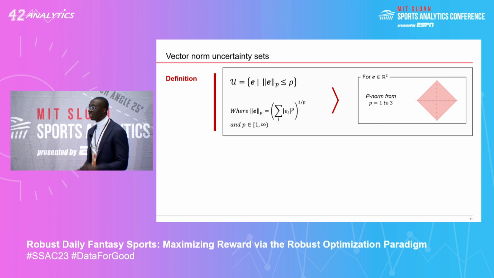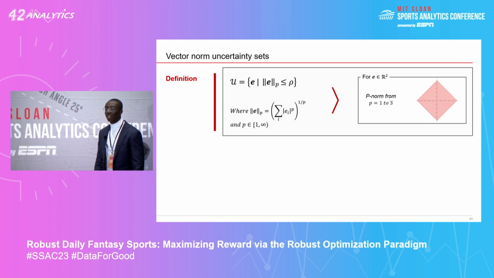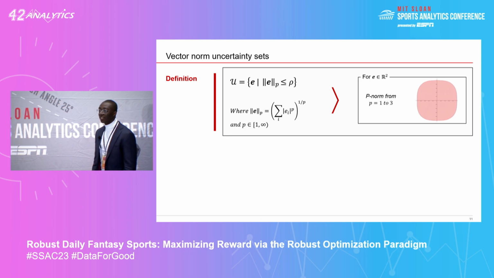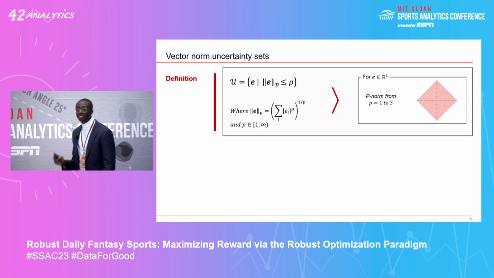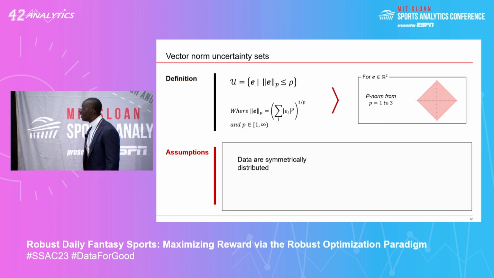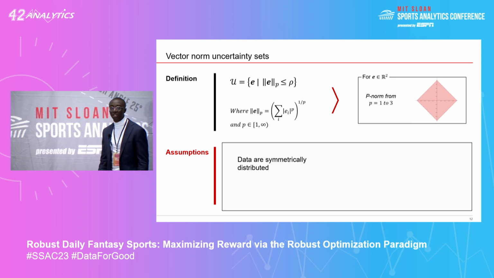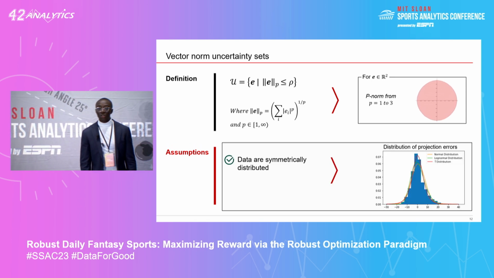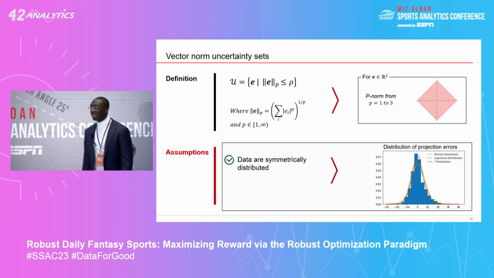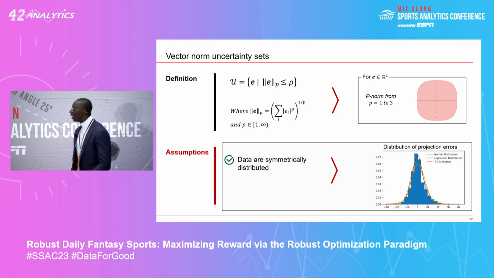When p equals 1, it has this diamond shape, and as p approaches infinity, the edges of the diamond push out to a box. And given this shape, we're making some implicit assumptions about our data. The first is that we're assuming that the errors are symmetrically distributed around 0, which holds true for the data that I was provided, and should hold true for most projections. Your projections shouldn't be biased.